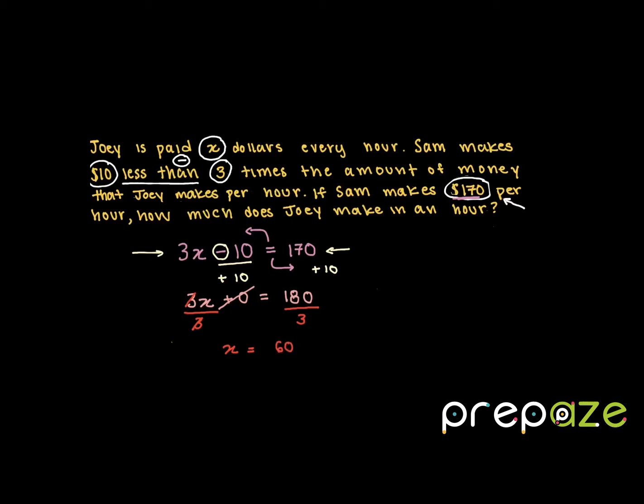So, since the question is asking how much Joey makes in an hour, and Joey makes X dollars every hour, we know that Joey makes $60 every hour. And that is our answer to this problem.